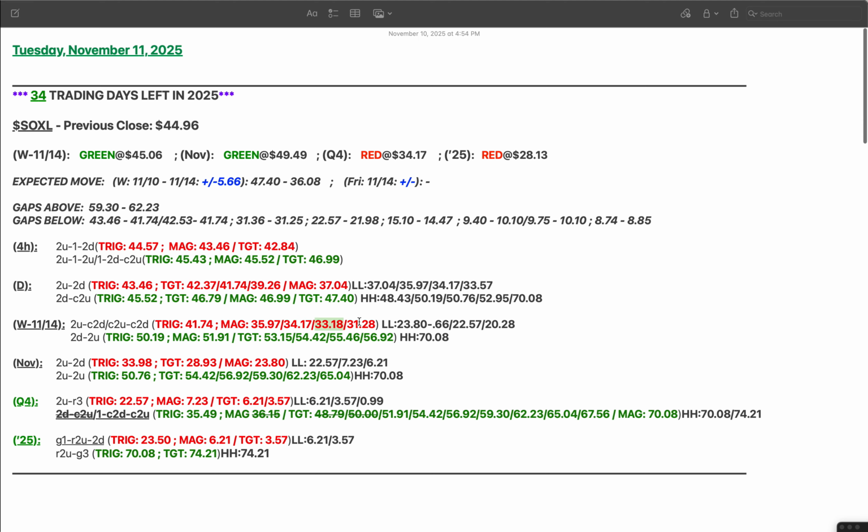And these are all of the magnitudes for those moves, right? 35.97 is the first, 34.17, 33.18, and 31.28. It would be a pretty big move if we get all the way down there, right? But we've got to have them on there because of the structure that we have to the left of us on the week chart, right?